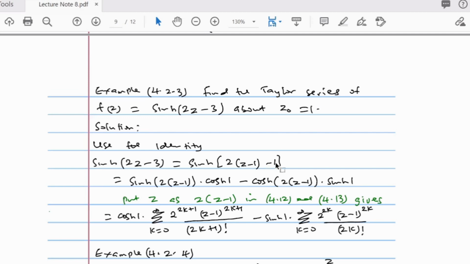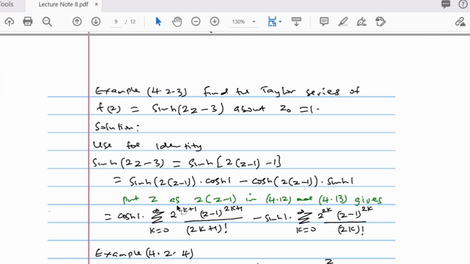You have to do some manipulations here. Then look for the formula of sinh(A minus B). So sinh(A minus B) will be equal to sinh A cosh B minus cosh A sinh B. So take your A to be equal to 2z minus 1. Take your B to be 1. So sinh(A minus B) is equal to sinh A cosh B minus cosh B sinh A. If you do that, now we have a value for sinh(2z minus 1).